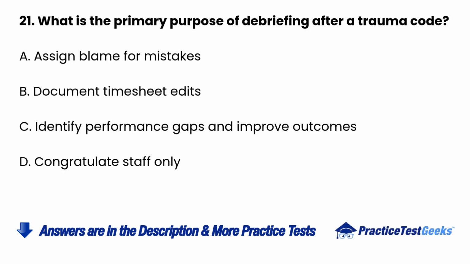21. What is the primary purpose of debriefing after a trauma code? A. Assign blame for mistakes. B. Document timesheet edits. C. Identify performance gaps and improve outcomes. D. Congratulate staff only.